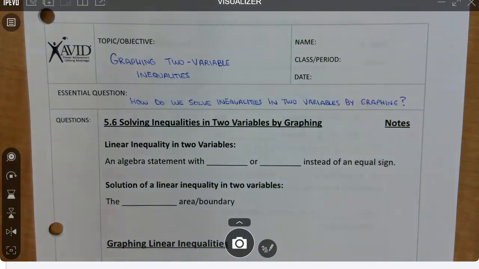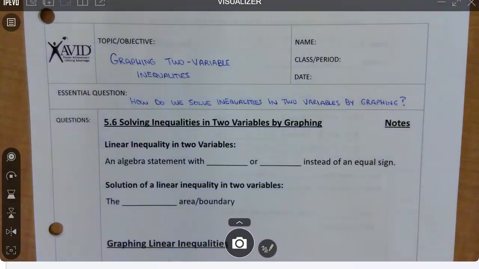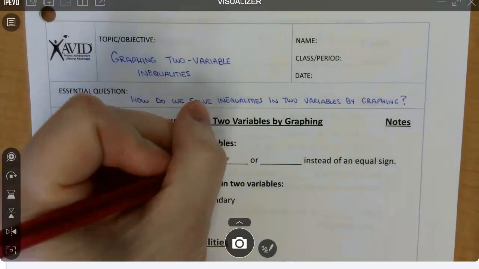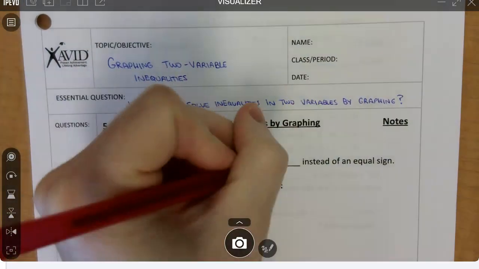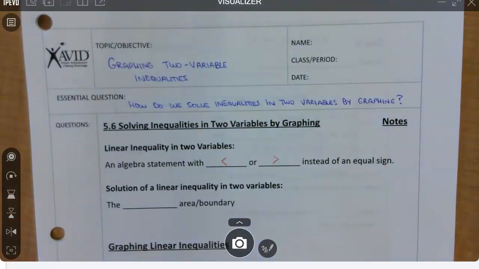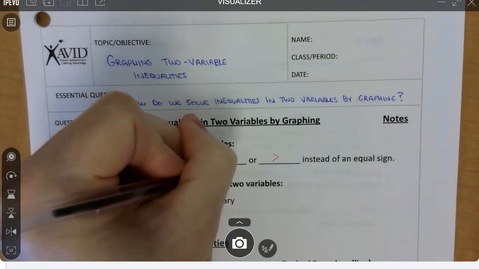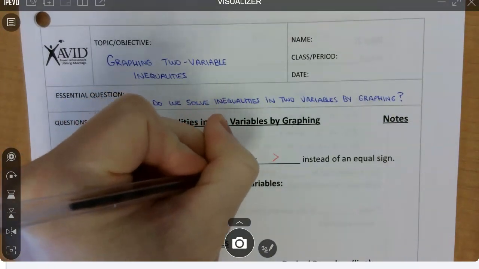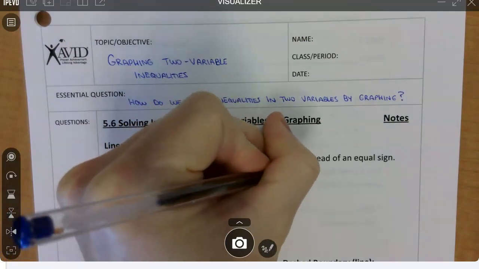And so our topic today is graphing two variable inequalities, and we're trying to figure out how do we solve inequalities in two variables by graphing. So when you see the inequalities, you're going to see these symbols, which we've used before. We have that one or that one. And if you remember, we always read it from left to right. This is less than, and this one is greater than.